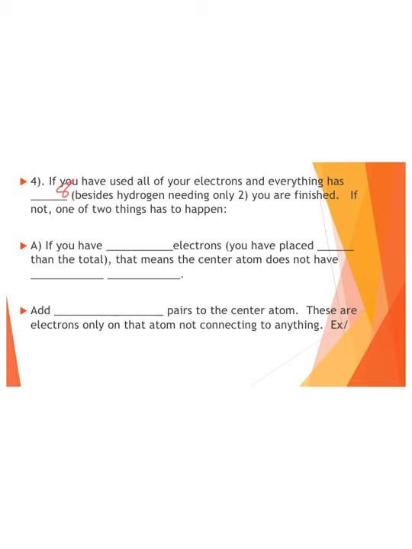Okay, so if you have extra electrons, meaning that when you did that you placed less than the total, that means the center atom does not have 8 electrons yet. So that means you're going to have to add some more to fill it up. So what we're going to add to these are lone pairs. So lone pair means it's not attached to an element, it's just sitting on the symbol. So it's kind of hogging them.